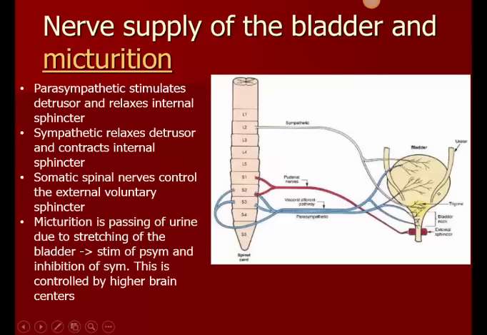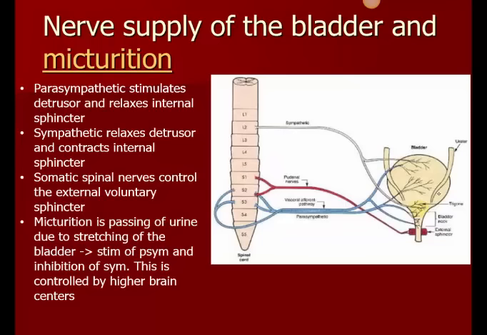Now you can hold urine usually until your bladder fills to about 350 ml, when you have the urge to micturate. But you don't, and the bladder can continue to fill. If it fills up to about 500, then it gets really painful, then you really feel pain.